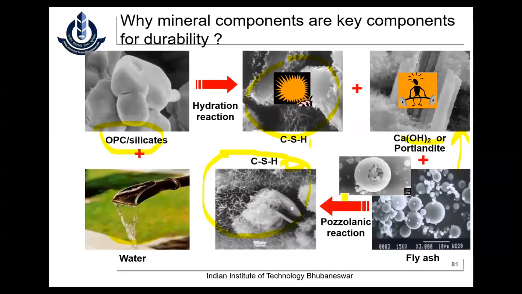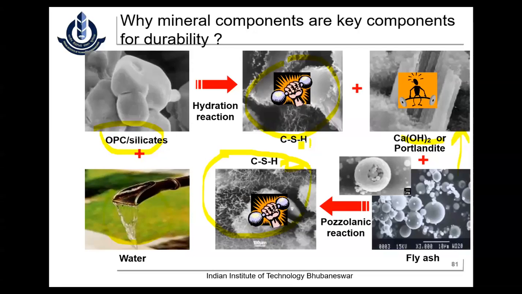The weak compound has been replaced by another strength-giving compound, which is nothing but the calcium silicate hydrate. Because of that, if somebody asks what is the reason why, when I add fly ash or slag to the system, my durability improves compared to OPC, this is the basic reason.